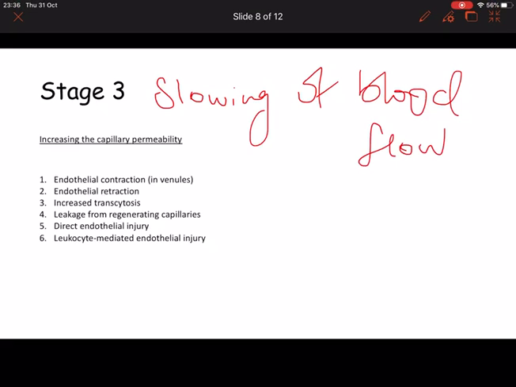Stage 3 is the main thing happening in this stage: an increase in the capillary permeability. There can be 6 types, which are endothelial contraction, which occurs mainly in the venules, endothelial retraction, increased transcytosis, leakage from regenerating capillaries, direct endothelial injury, and leukocyte-mediated endothelial injury.